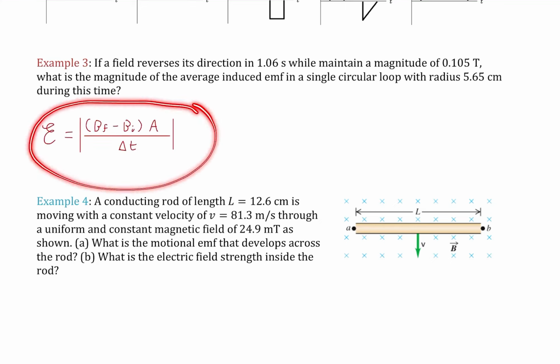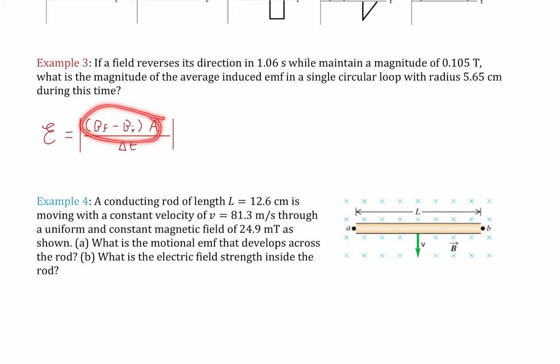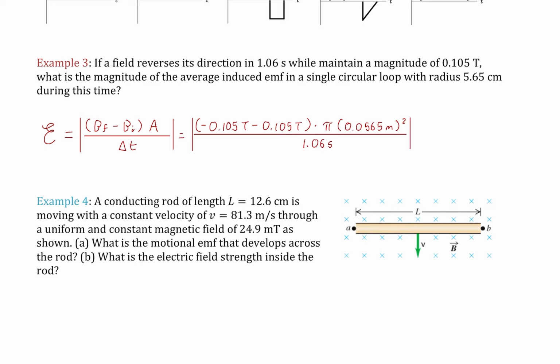I'm just going to combine ideas here to use Faraday's law, and by combining ideas, I'm not going to separately solve for the change in flux. Instead, I just wrote the numerator as so, and then I plug in my values, right? If it's going from one direction to another, I end up with negative 0.105 Teslas minus 0.105 Teslas. So essentially, this is just 2 times the magnetic field, all right? And then times pi r squared divided by the change in time, the elapsed time. And there we go, 1.99 millivolts.